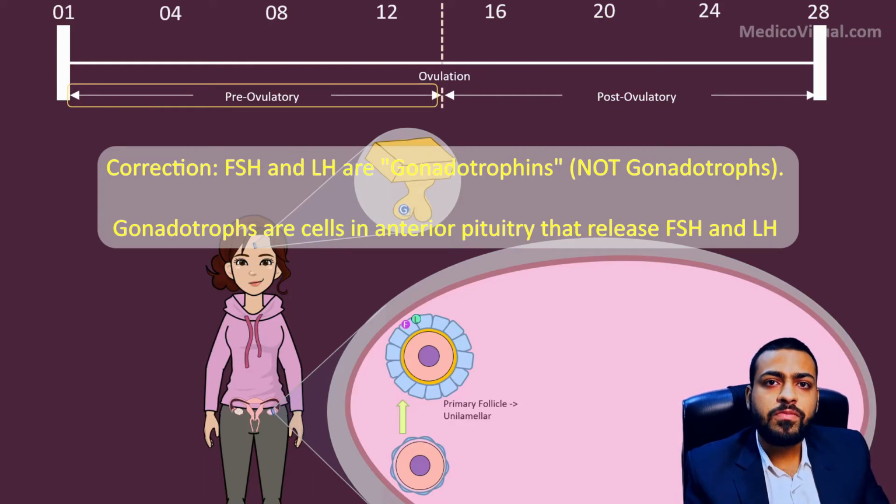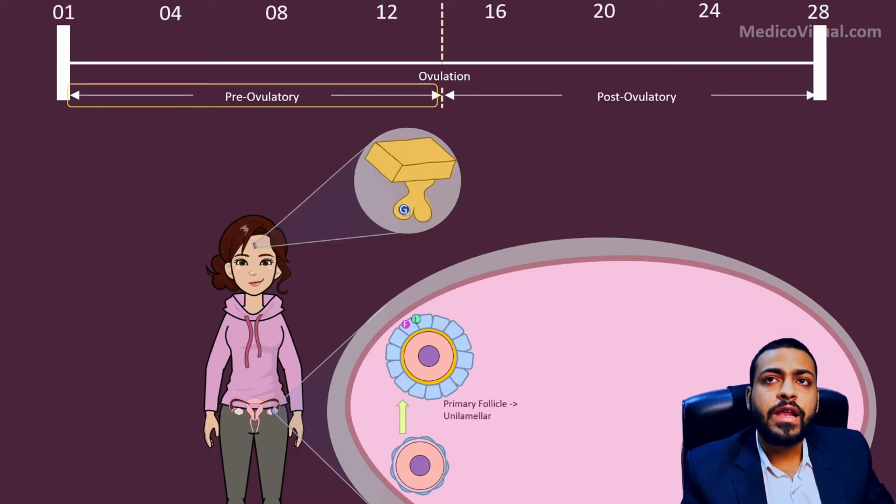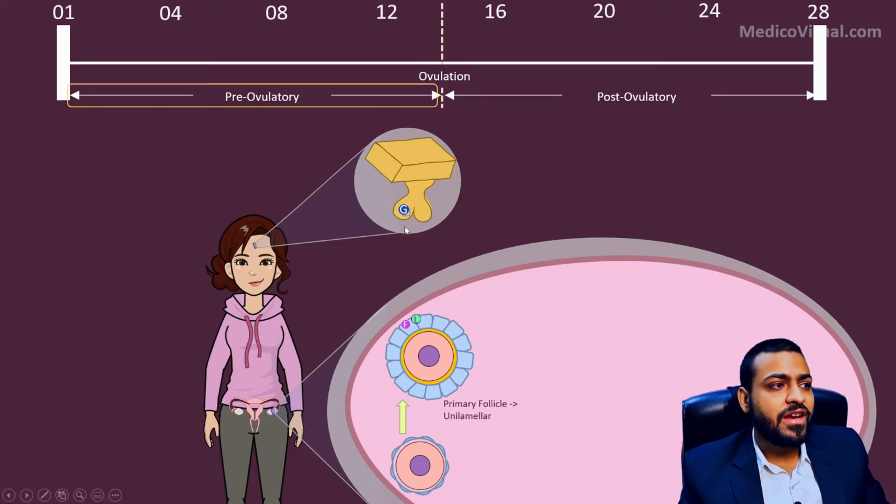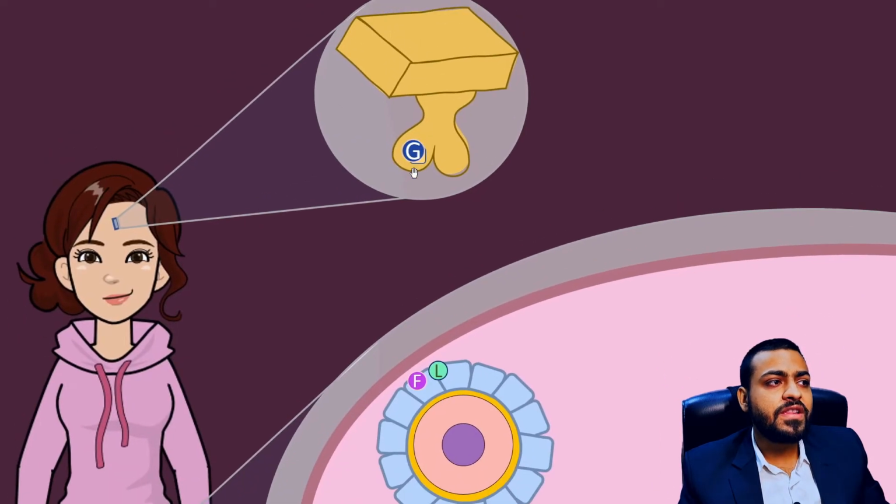Trophic means to provide nutrition, to provide nourishment, to help in growing. And gonad means ovary, so they help these follicles to grow inside the ovary, and that is why they are called gonadotrophs. And where are gonadotrophs released from?